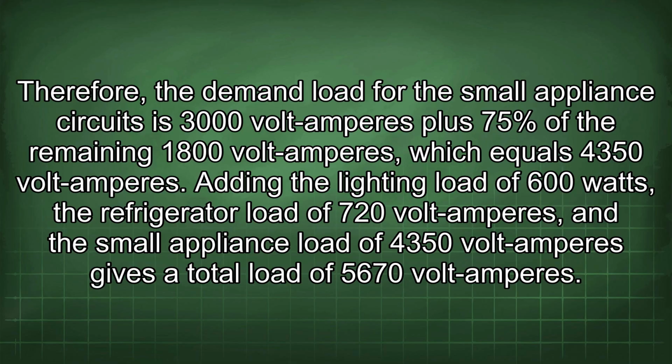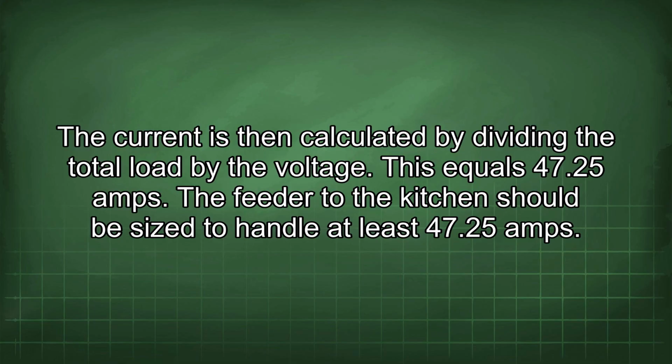Adding the lighting load of 600 watts, the refrigerator load of 720 volt amperes, and the small appliance load of 4350 volt amperes gives a total load of 5670 volt amperes. The current is then calculated by dividing the total load by the voltage. This equals 47.25 amps. The feeder to the kitchen should be sized to handle at least 47.25 amps.